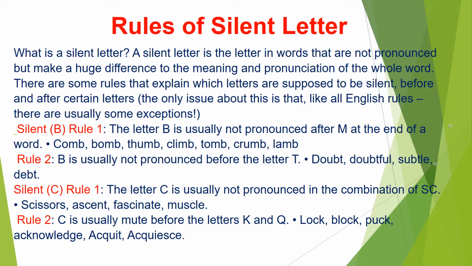The letter B is usually not pronounced after M at the end of a word. For example, comb, bomb, thumb, climb, tomb, crumb, lamb. Rule 2. B is usually not pronounced before the letter T. For example, doubt, doubtful, subtle, debt.